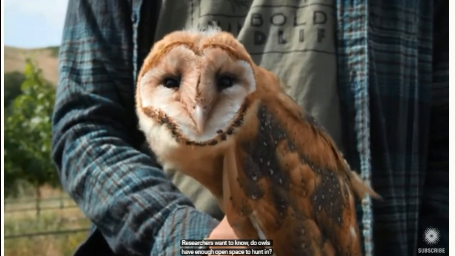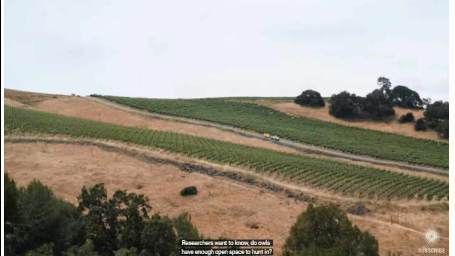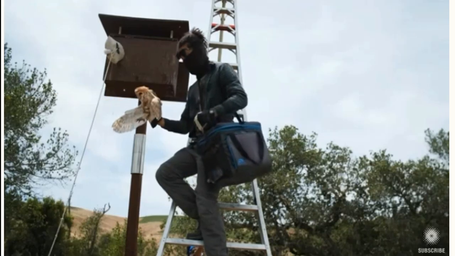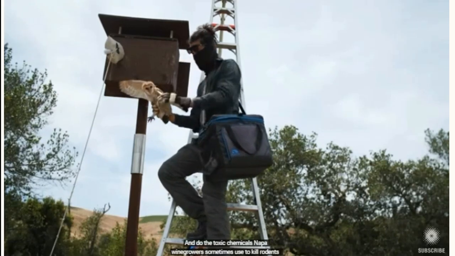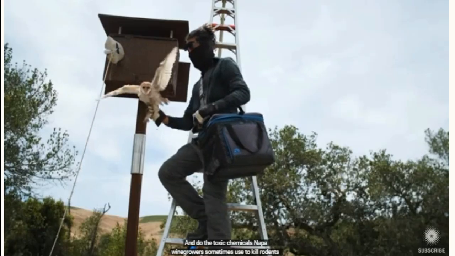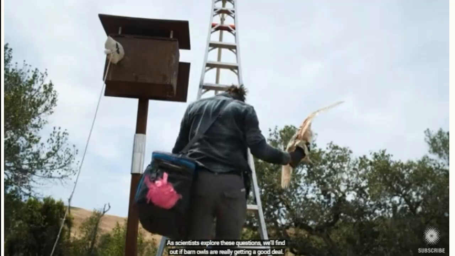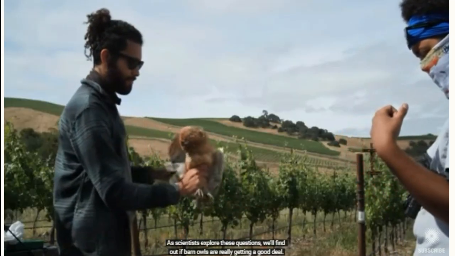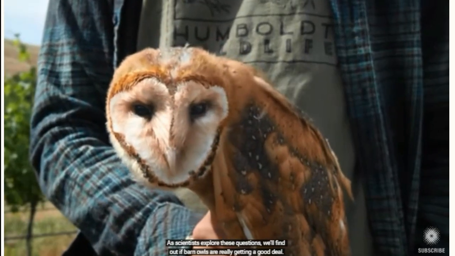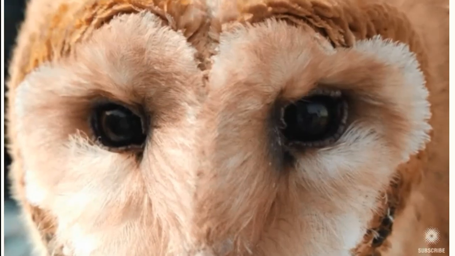Researchers want to know, do owls have enough open space to hunt in? And do the toxic chemicals Napa wine growers sometimes use to kill rodents end up hurting the owls too? As scientists explore these questions, we'll find out if barn owls are really getting a good deal.